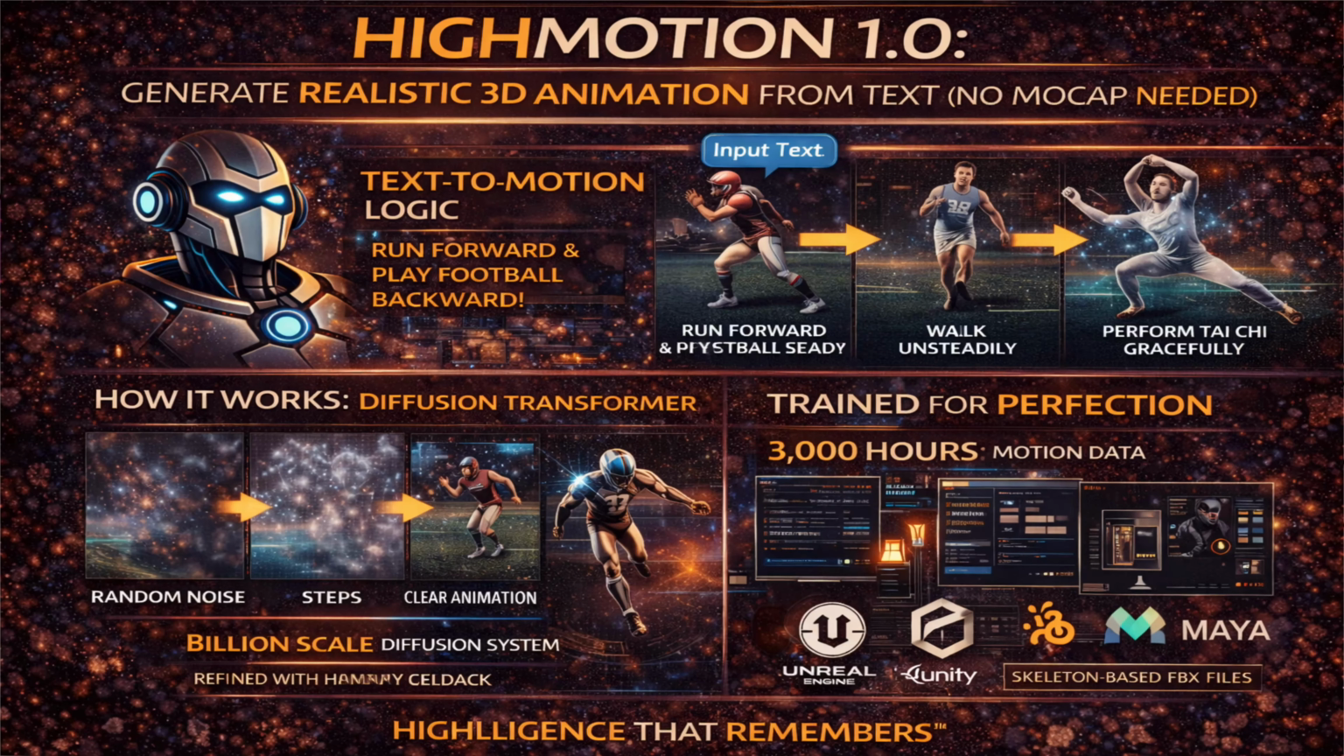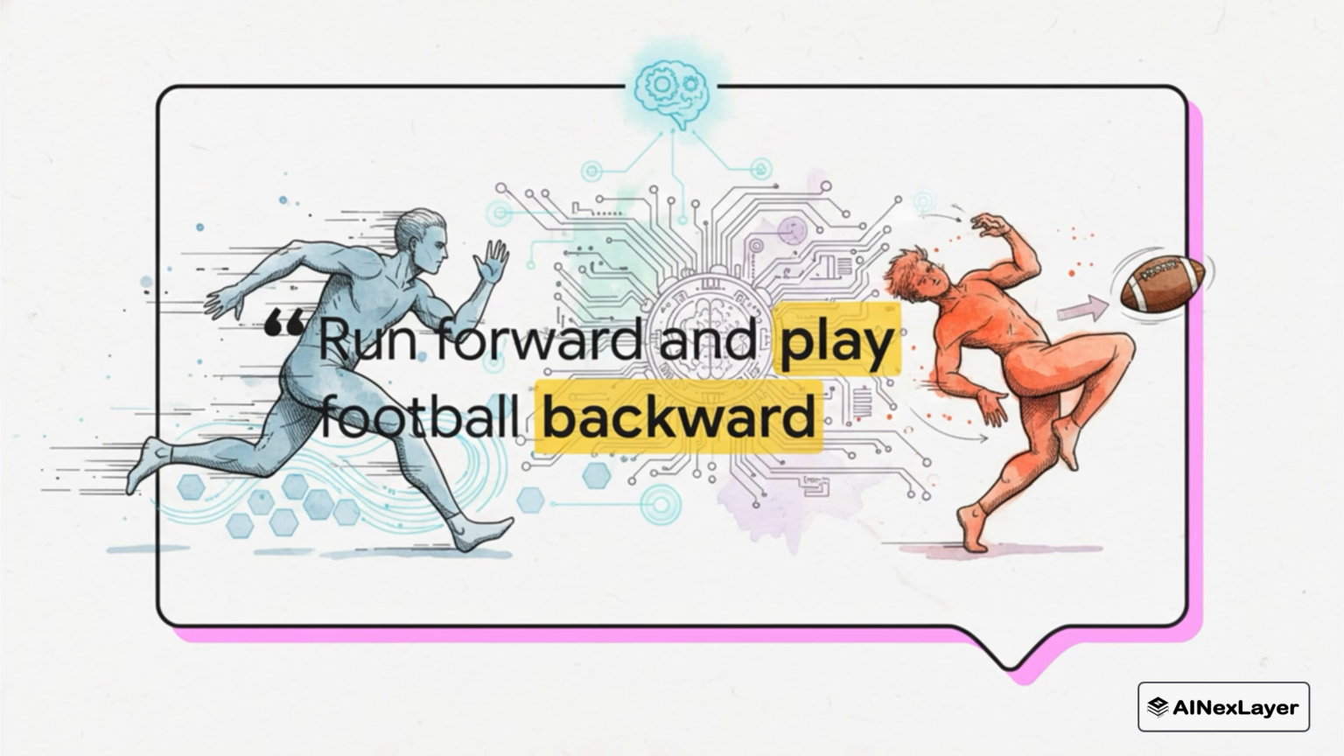Imagine just typing out a sentence and then watching a fully realistic 3D character spring to life right in front of you. Well, with HighMotion 1.0, that's not science fiction anymore. This is a breakthrough AI model that is totally changing the game for 3D animation, turning simple text commands into some seriously dynamic and complex human motion. So, just how powerful is this thing?